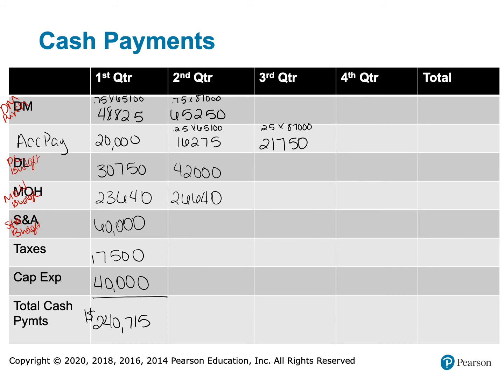My selling and administrative expense budget is 61,750, but when I subtract out that 1,500 of depreciation, that leaves me just 60,250. Then my taxes are still 17,500, and my capital expenditure is still 40. And so when I add all that up, I get total cash expenditures for the second quarter of 267,915. So now I'm going to ask you to pause the video, go ahead, try quarters 3 and 4 in total, and then restart the video and we'll go over the rest of it together and check your answer.